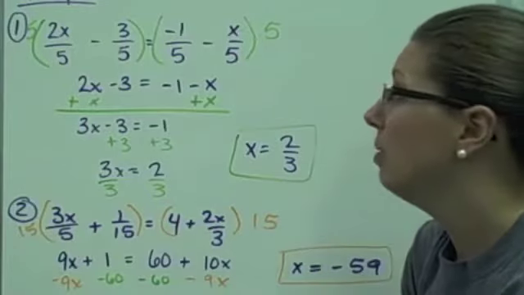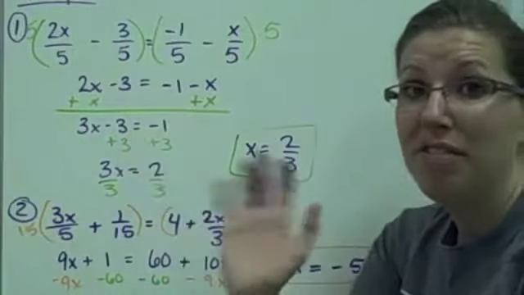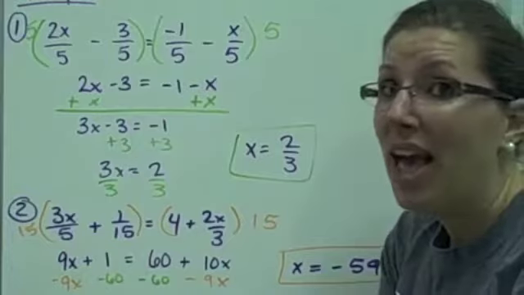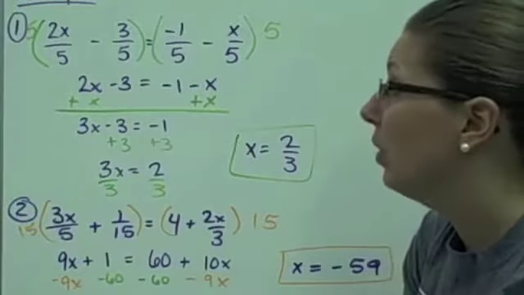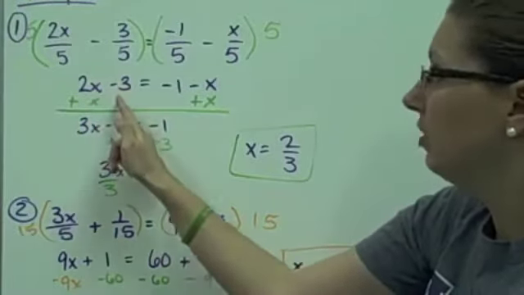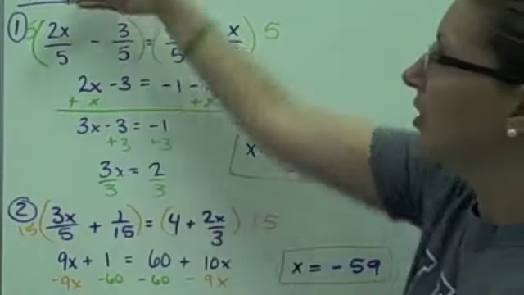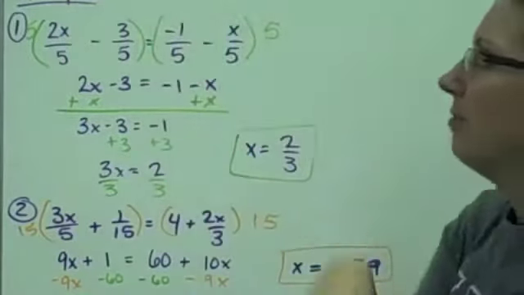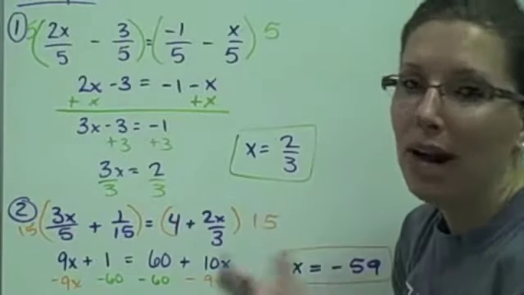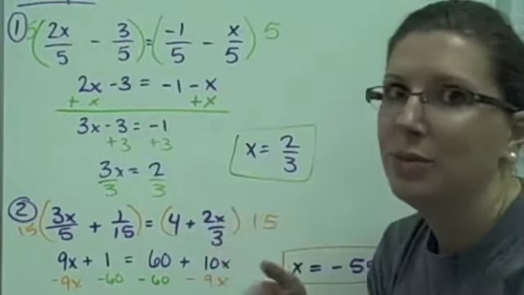So the best thing to do would be multiply this entire problem by 5, and it actually clears out every fraction. And you're left with 2x minus 3 equals negative 1 minus x. You're left with all the numerators. And it just so happened to work out that way because all the denominators were the same number.